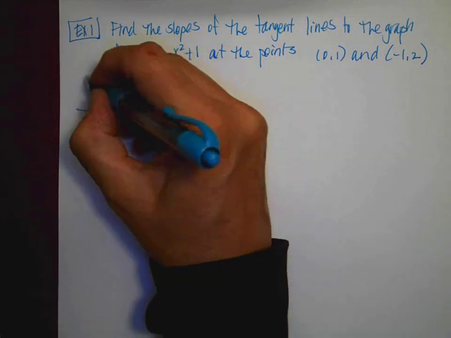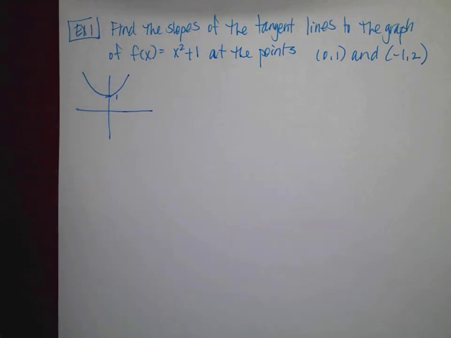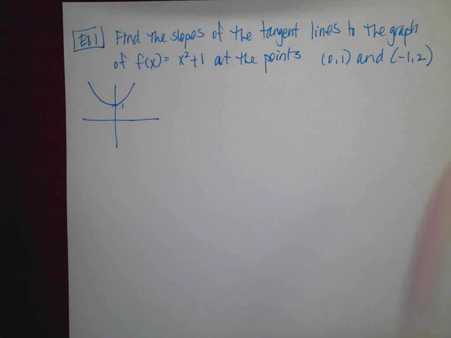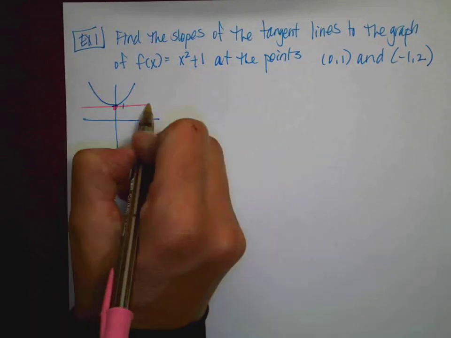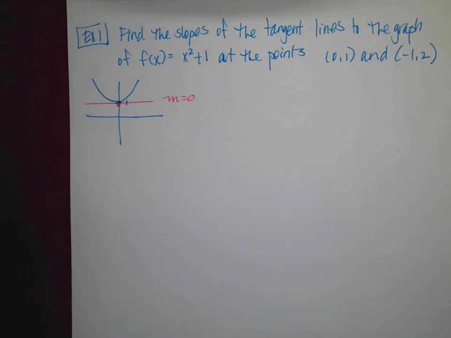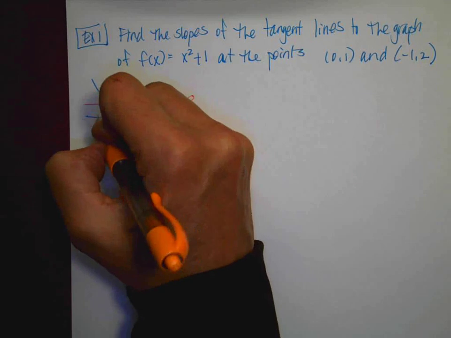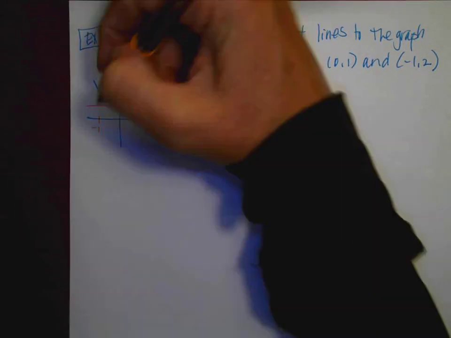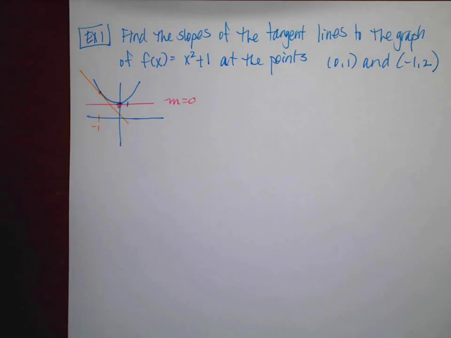X squared plus 1, if this is a 1, looks like this. So I want to find the slope of the tangent at this point, and I can already tell you that the slope is going to equal 0, but we'll find it mathematically. And then at negative 1, 2, I want to find the slope of that tangent line as well.